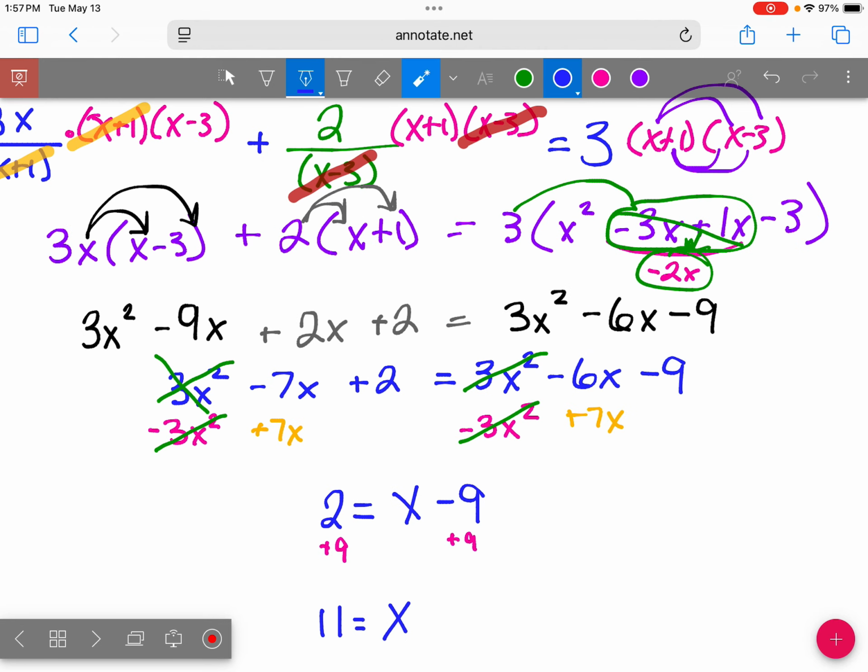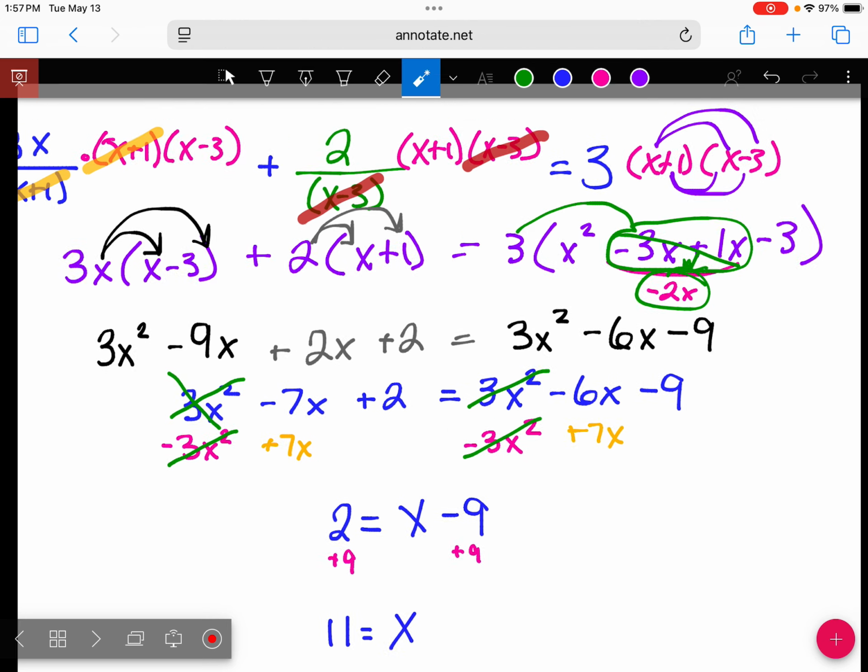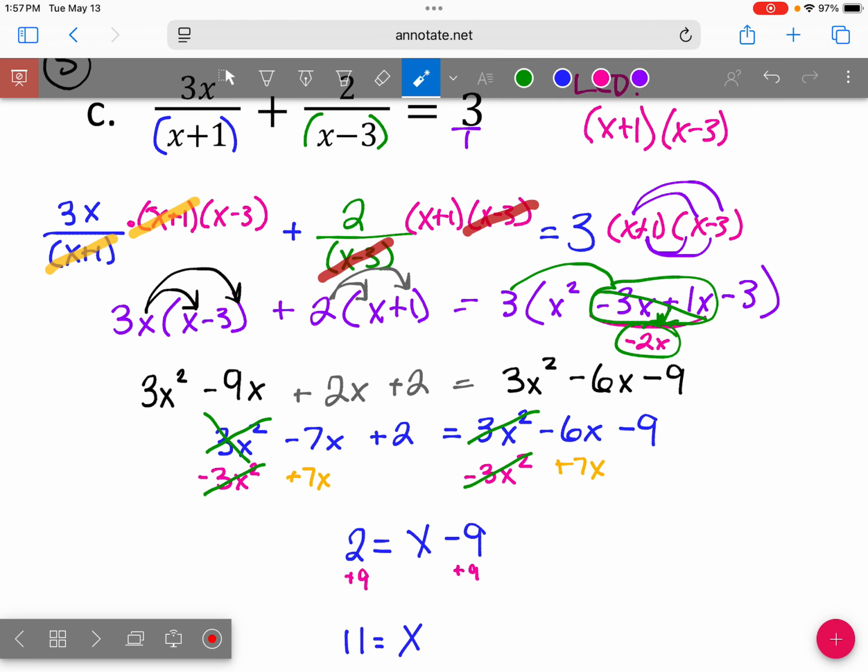So there's a whole lot of stuff going on, but a whole lot of it winds up canceling out in this row. So we subtracted 3x squared from both sides, and we get left with our minus 7x plus 2 equals minus 6x minus 9. If I add my 7x and then add my 9, we get exactly all the way to our answer. Our last step on these is to check them. We do have to check them.